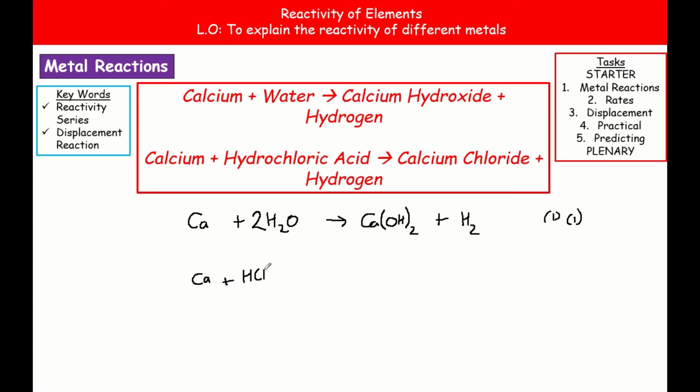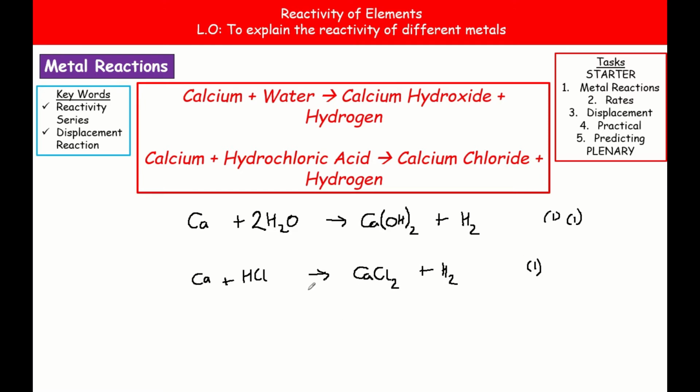If we do the same thing for the second, then what we start off with is calcium and hydrochloric acid, which is HCl, and that's going to make calcium chloride. So calcium, 2 pluses on the charge, chloride ions have a single negative, so that would be Cl2, and we've got hydrogen, H2. So if you've got that bit, that's your first mark.